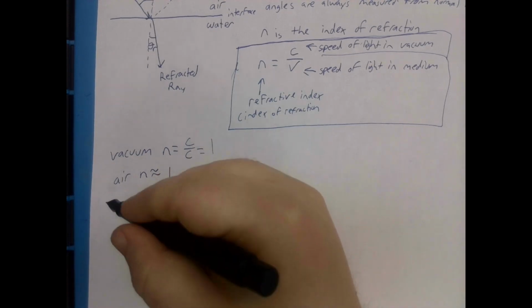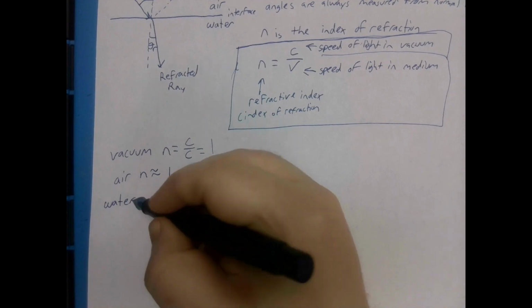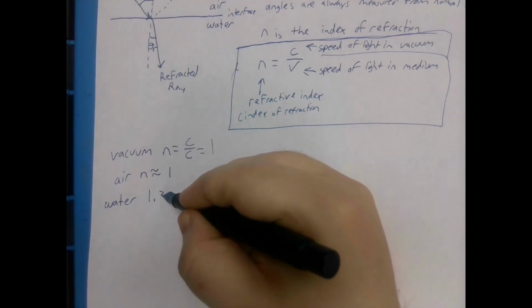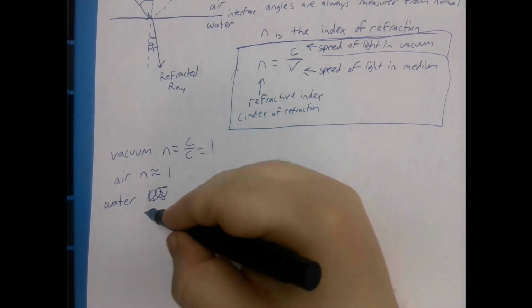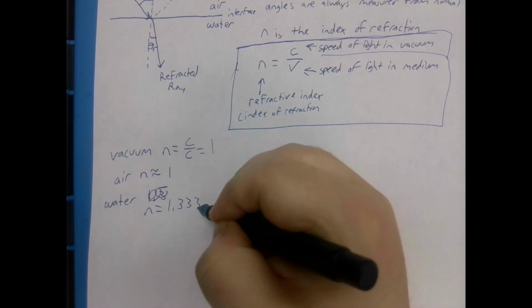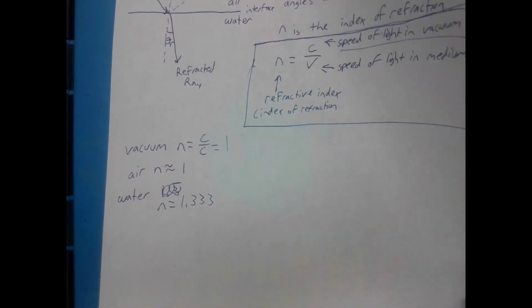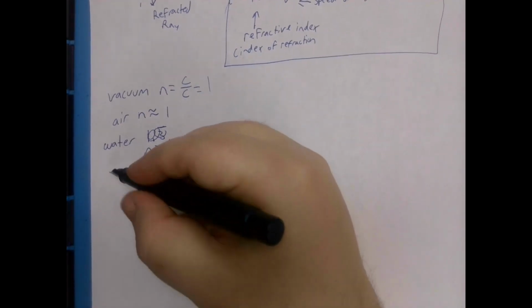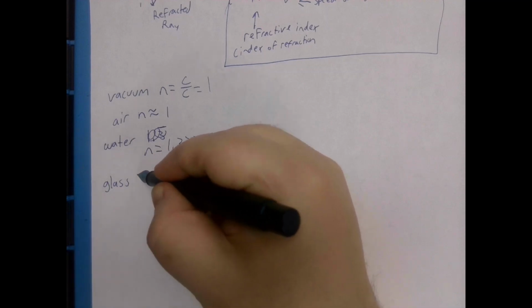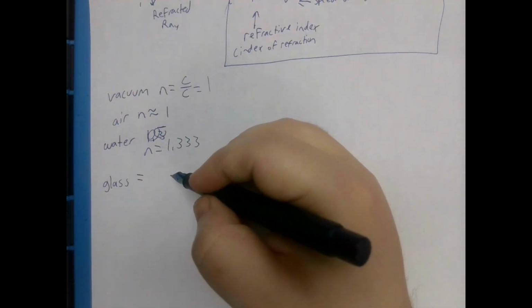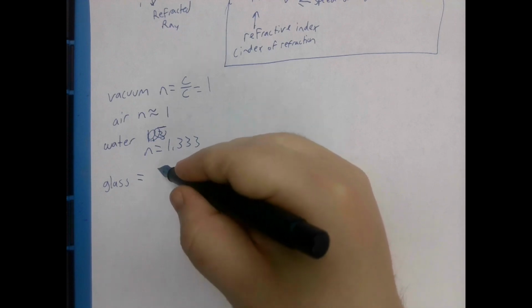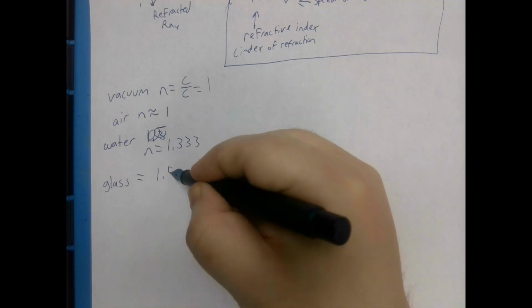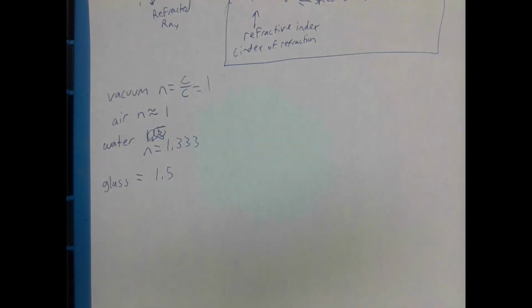Water is 1.3, carried, so N equals 1.333. Glass depends on what type of glass, but a good value that we'll use in this class is 1.5. Again, they vary, but it's roughly about that.